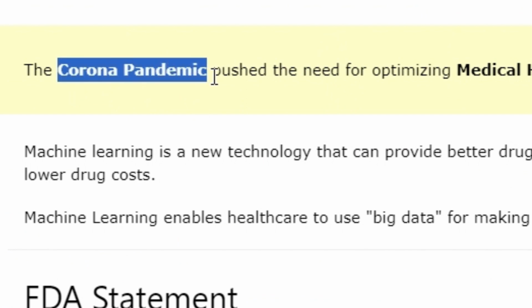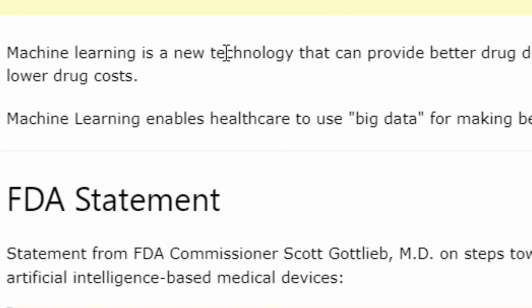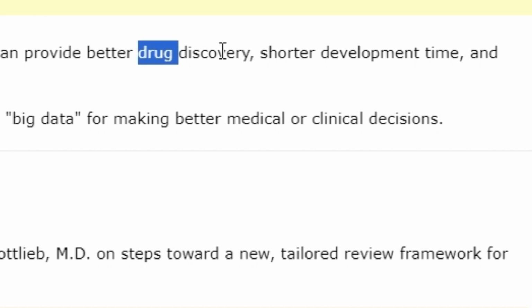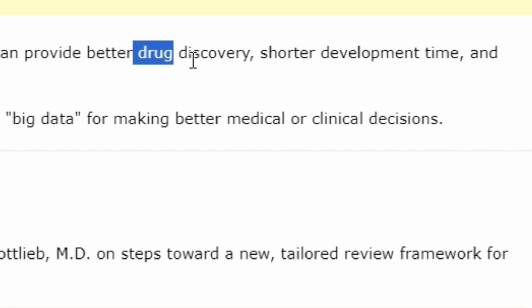Another example is artificial health intelligence. The corona pandemic pushed the need for optimizing medical healthcare. Machine learning is a new technology that can provide better drug discovery. So, machine learning helps in drug discovery by making it faster so that the development time is shorter.